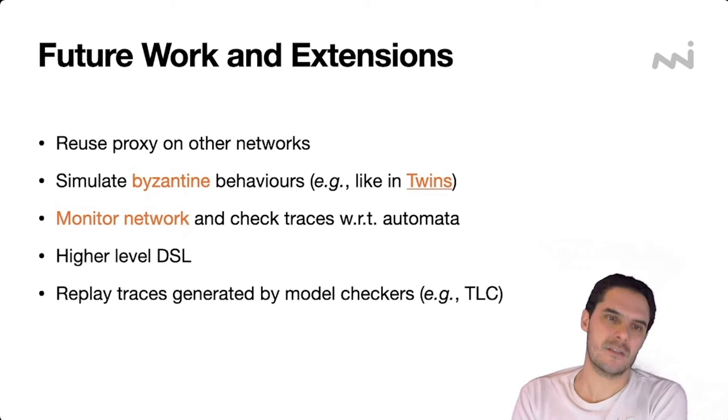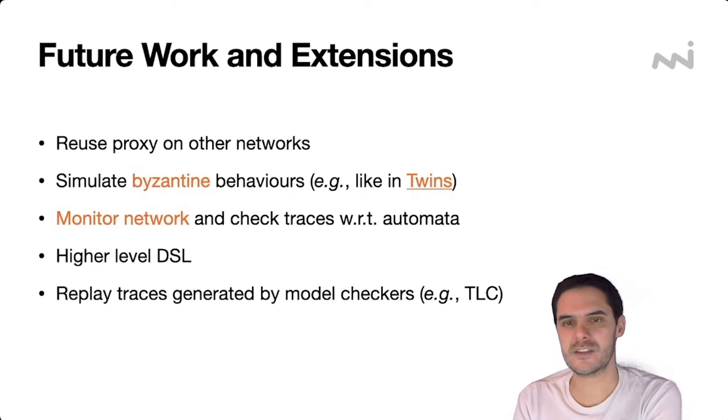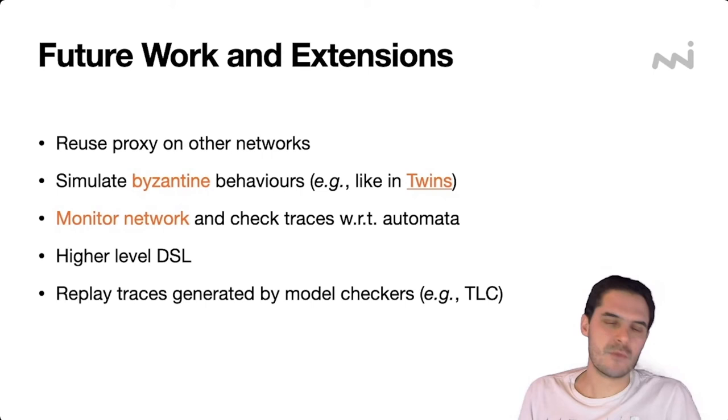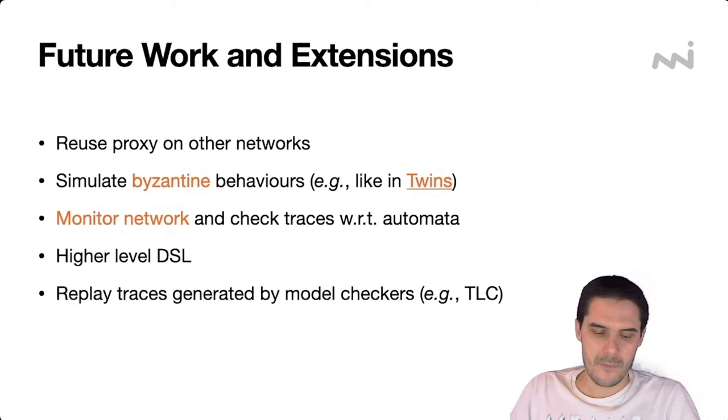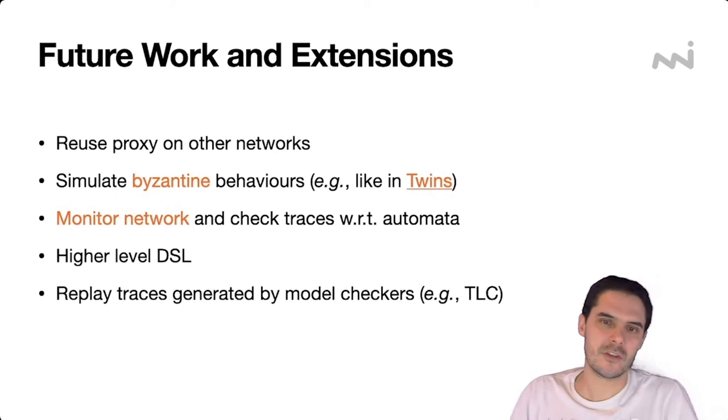We also want to maybe use Mitten, or extend it, to monitor the network and check the traces with respect to the TLA automata. For instance, we can say we want to make sure that every run that the network takes is actually a valid run of the automata, which would basically confirm that everything is going as expected. So this would be a sort of monitoring tool for the bakers to make sure that the consensus progresses as it should. It's a way to raise alarms early.